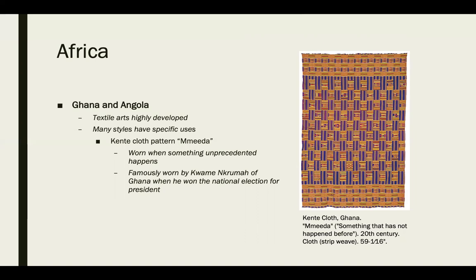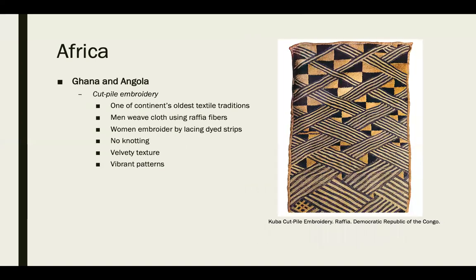This specific one, I believe, was worn by Kwame Nkrumah of Ghana when he won the national election for president. Cut pile embroidery too is another very popular technique. It's one of the oldest textile traditions. Traditionally, men weave the cloth using raffia fibers, and women embroider by lacing the dyed strips. Gender roles are very different in this way.